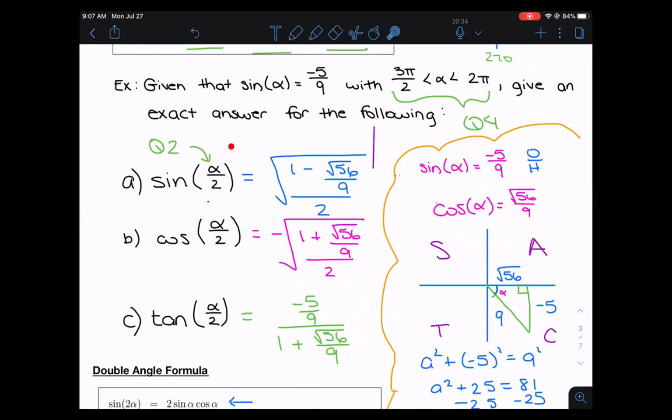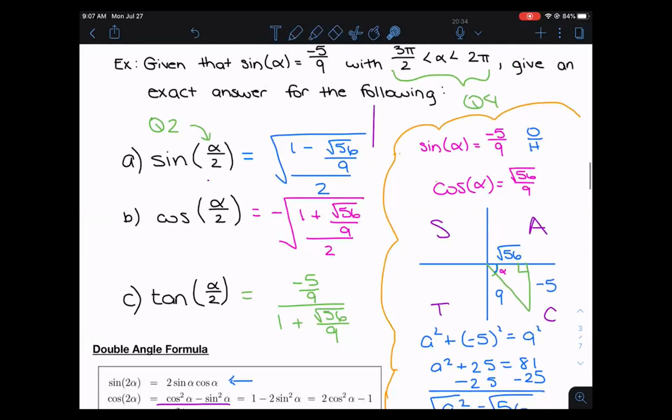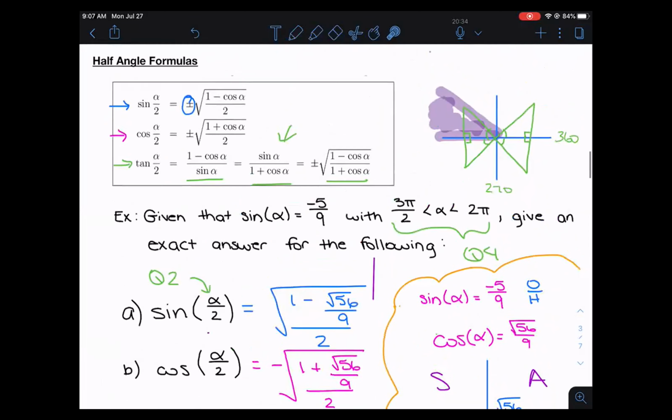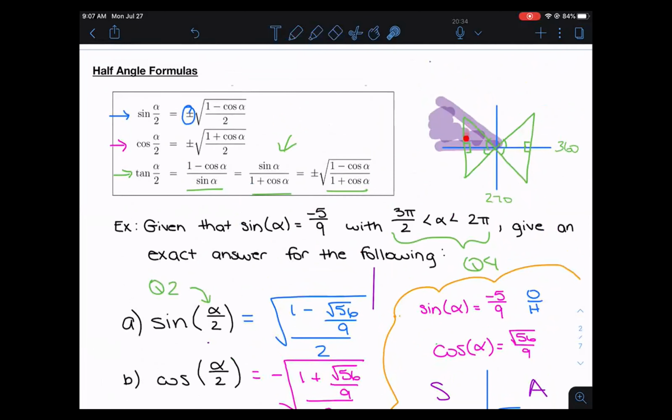Okay, so we have identified what quadrant it's in, but now let's actually find out some information about alpha. So we have sine alpha is equal to -5/9. That's the given information, right? And we know that sine is equal to opposite over hypotenuse. So let's actually draw a triangle here on our axis. If we draw our triangle, remember that all triangles are based off of these triangles here. Let me erase some of this.